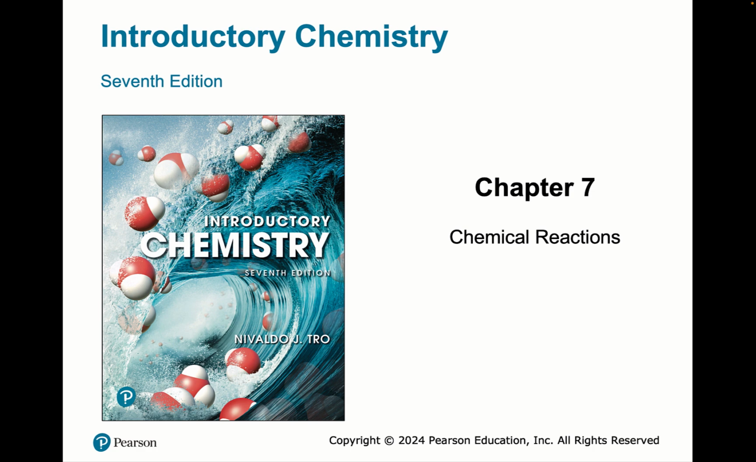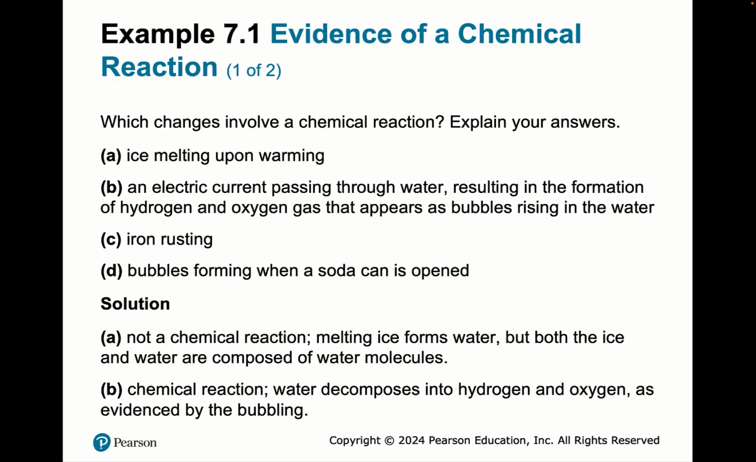So, problem set for chapter 7. Which of these involve a chemical reaction? Ice melting upon warming, that's a physical change, so no. Electric current passing through water resulting in the formation of hydrogen and oxygen gas, where bubbles rise in the water. Yes, that is electrolysis, as a matter of fact. That is a chemical reaction. You're creating new substances. You're cracking water into two different things.